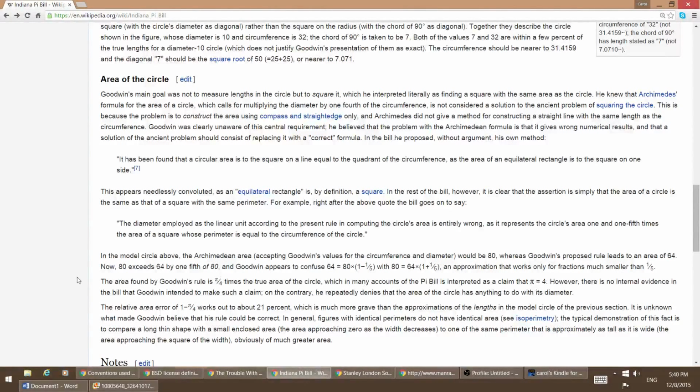However, there is no internal evidence in the bill that Goodwin intended to make such a claim. On the contrary, he repeatedly denies that the area of the circle has anything to do with its diameter. The relative area error of 1 minus pi over 4 works out to be 21%, which is much more grave than the approximations of the lengths in the model circle of the previous section. It is unknown what made Goodwin believe that his rule could be correct. In general, figures with identical parameters do not have identical area.